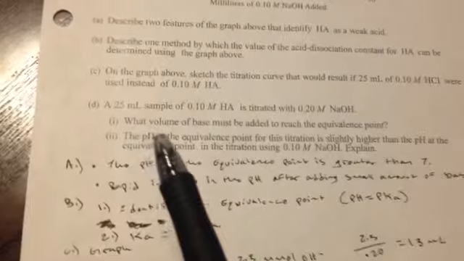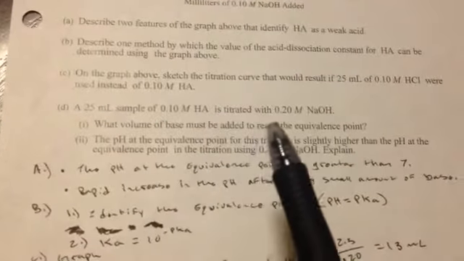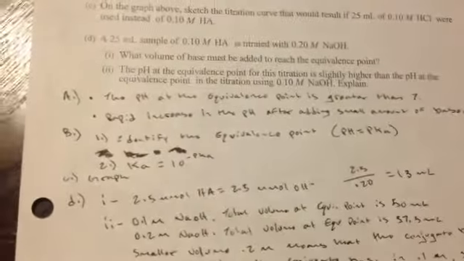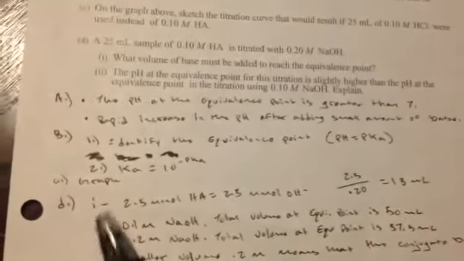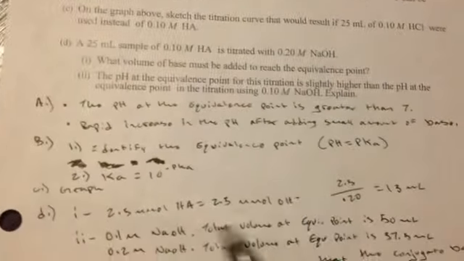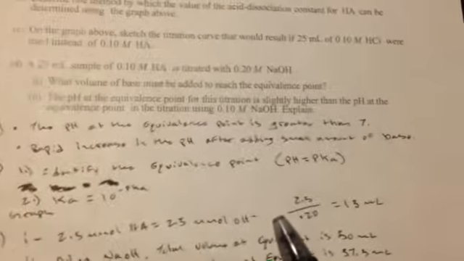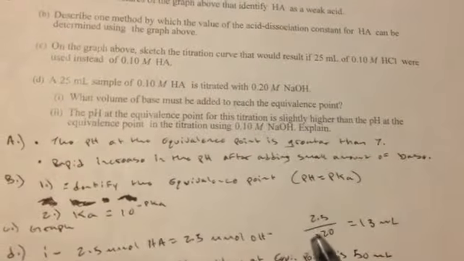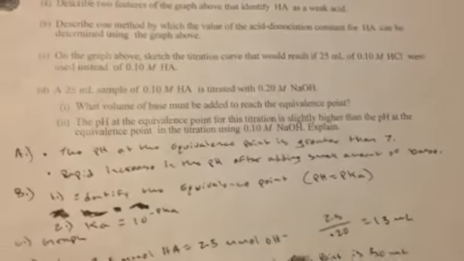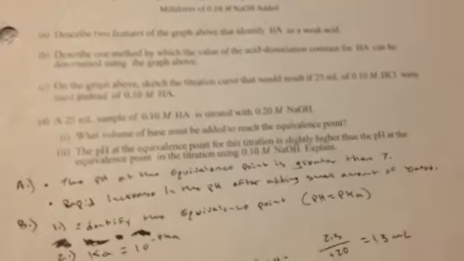D says a 25 milliliter sample of a 0.1 molarity HA is titrated with a 0.2 molarity NaOH. What volume of base must be added to reach the equivalence point? So for this part, we know that if you multiply these two together, we get 2.5 millimoles of HA, and that equals 2.5 millimoles of OH minus. Then you just divide that 2.5 millimoles by the molarity, which is 0.2, and you get 12.5 milliliters is the volume of the base that must be added.